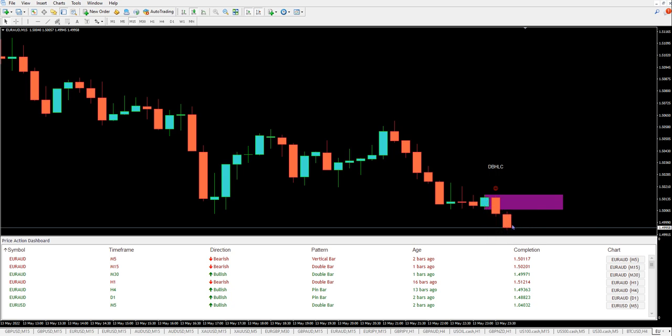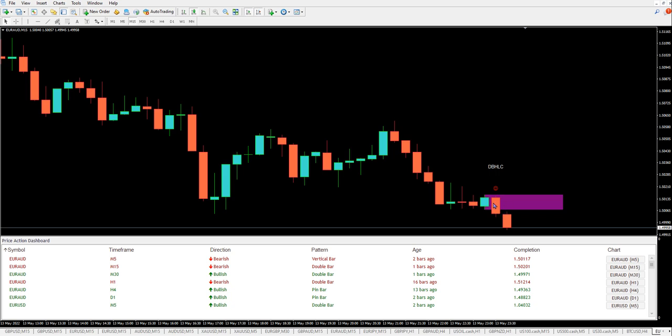And so I would wait for price to come back in this area, look for some other confirmations, maybe like a fib or something for continuation down. And so that's how I use these double bar high and then lower close type of setups.